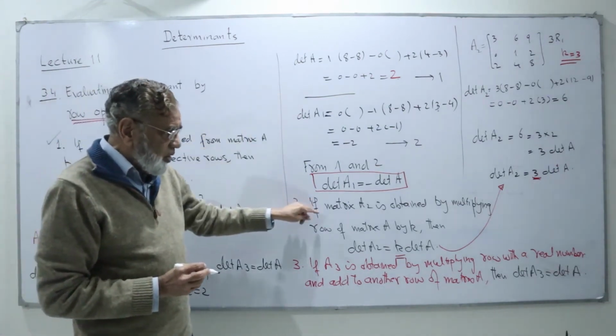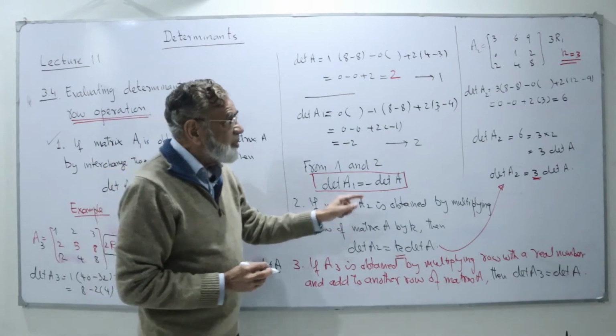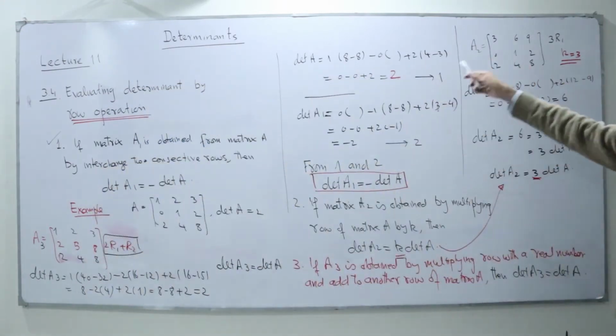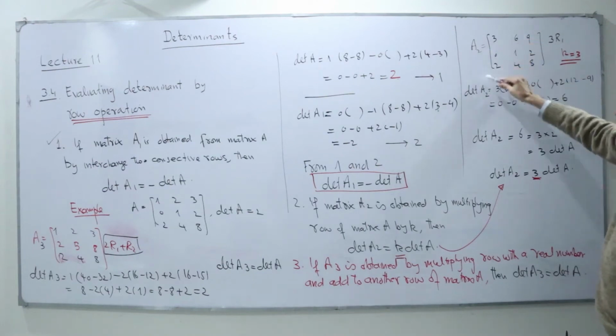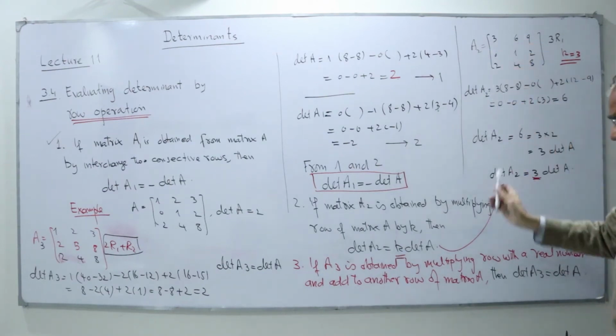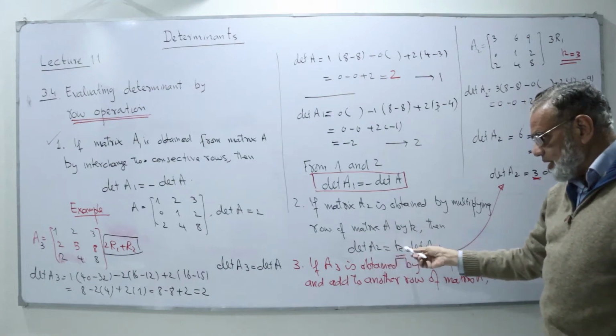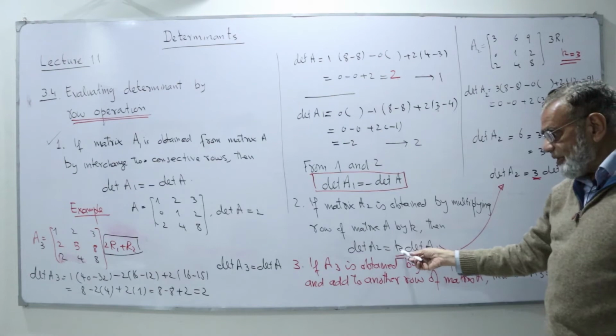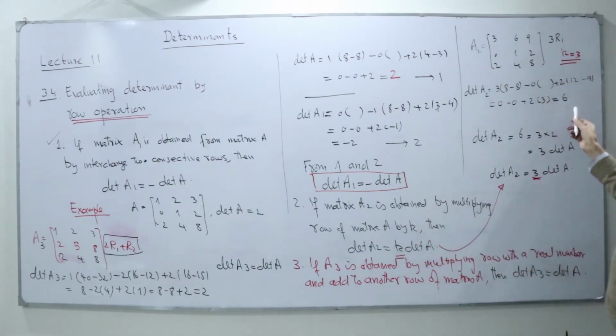Then we multiply a row with a number, and then find the determinant. We multiply here a row of this matrix A1 by 3. We get 3, 6, 9. The determinant is equal to 6. So we say the same: determinant of A2 is K times determinant of A. Determinant A was 2, K was 3. The value is 6. So 6 is 3 into 2, 3 into determinant of A, my K is equal to 3.